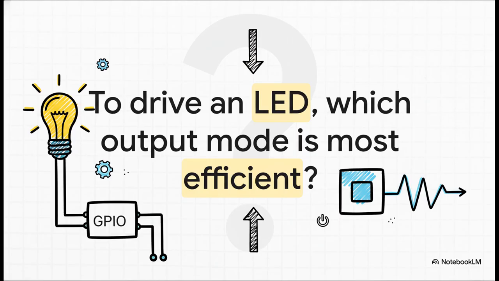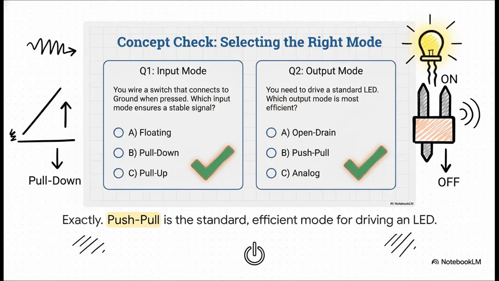Okay, another quick one for you. You just want to turn a regular old LED on and off. Super simple task. What's the most straightforward, efficient mode for the job? You got it. Push-pull. It's the workhorse for a reason. It can powerfully drive that pin high to light up the LED and then powerfully pull it low to shut it off. It's simple, it's direct, and it's absolutely perfect for the job.